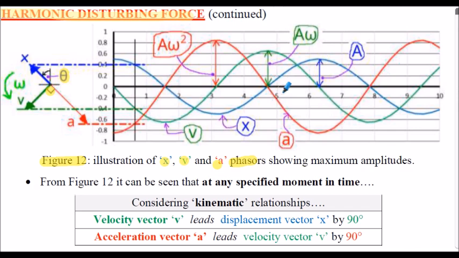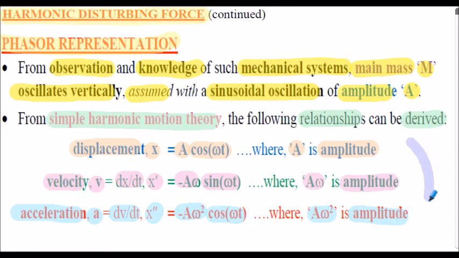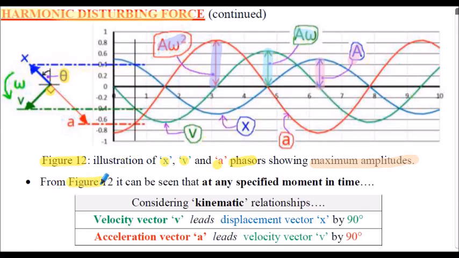What the graph shows also is the maximum amplitudes. So maximum amplitude for displacement, shown here, is A. The maximum amplitude for velocity, shown here, is A omega. And the maximum amplitude for acceleration, shown here, is A omega squared. We note this from the previous slide here. So from figure 12 it can be seen that for any specified moment in time related to a particular angle theta, we have the following kinematic relationships.